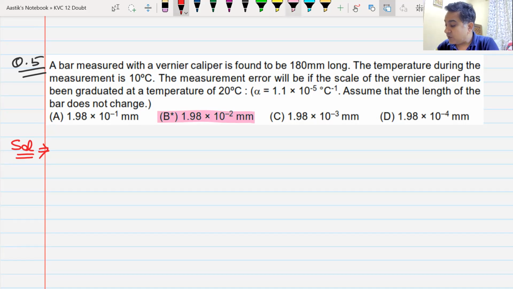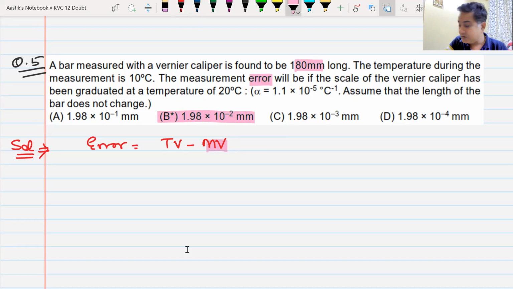First things first, we have to find out the error. Now, what is error? True value minus measured value, right? True value minus measured value. Okay, the measured value is 180 mm. Yes or no? I just have to find out the true value. How do I get the true value?